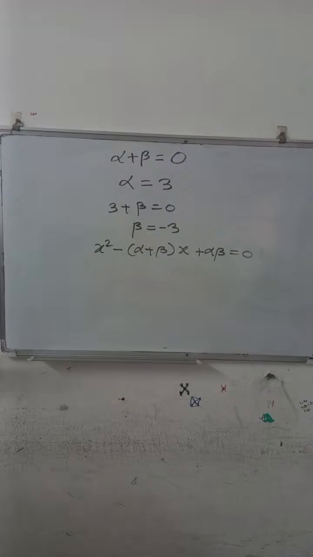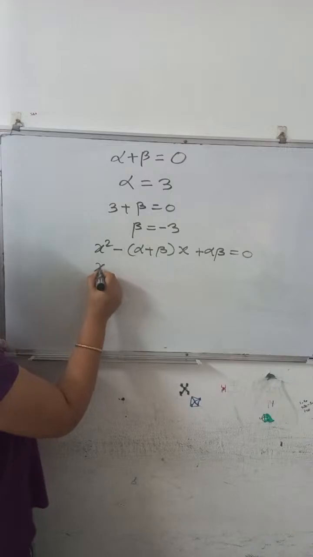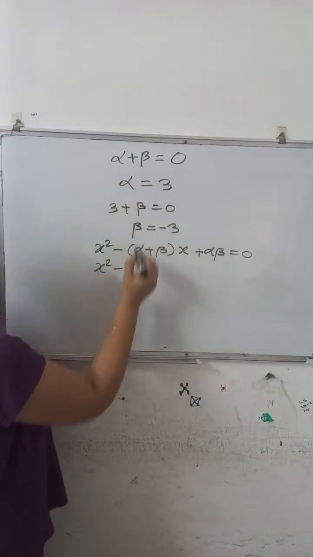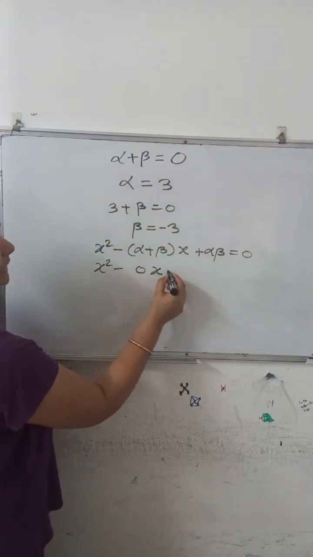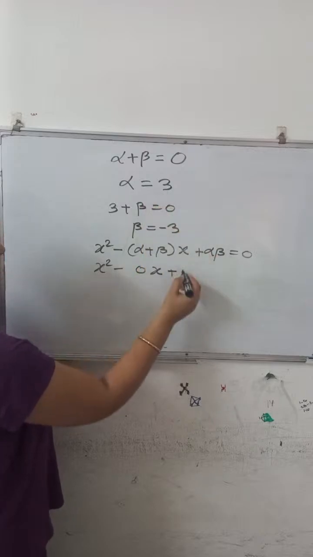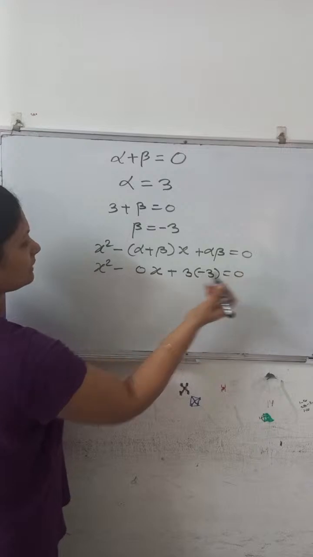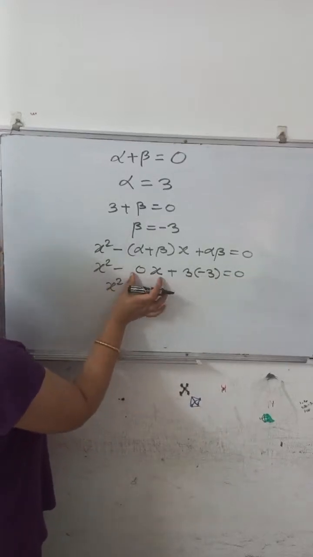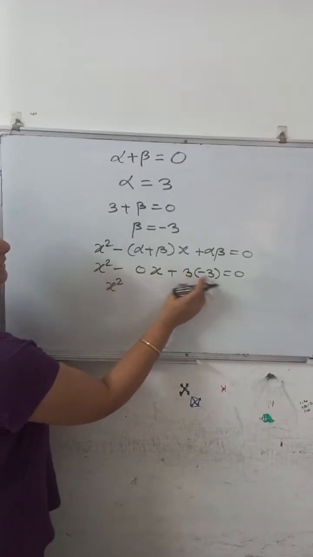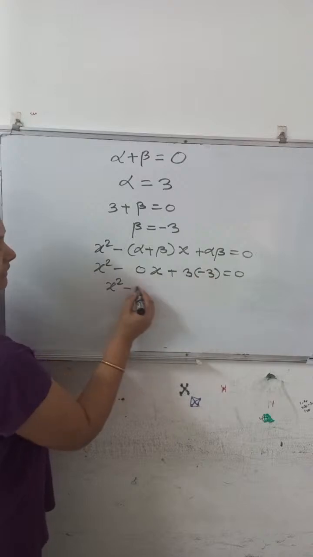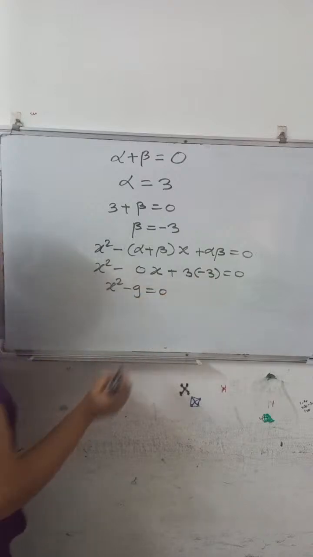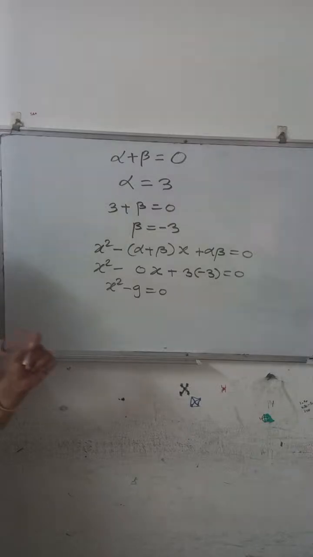Can you able to get it? This is an easy question now. Here, x square minus (alpha plus beta) into x plus alpha beta is 0. Alpha is nothing but 3 and beta I got as minus 3, so alpha plus beta is 0. So this entire term becomes 0, and 3 into 3 is 9 with negative sign. So x square minus 9 is equal to 0. So x square minus 9 is the answer.